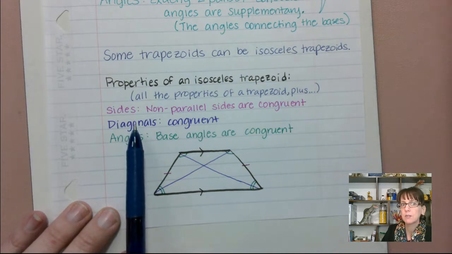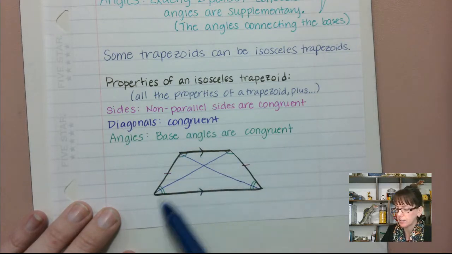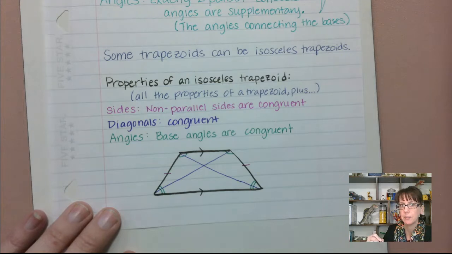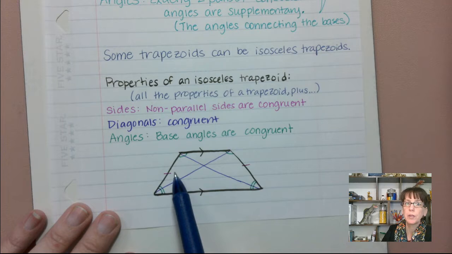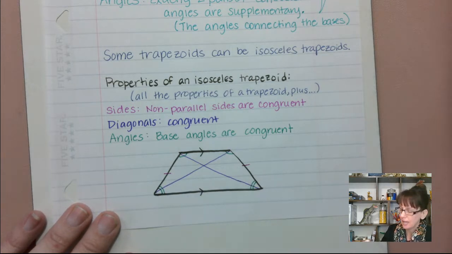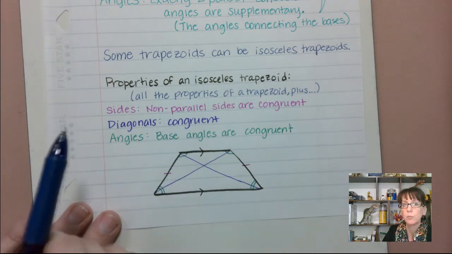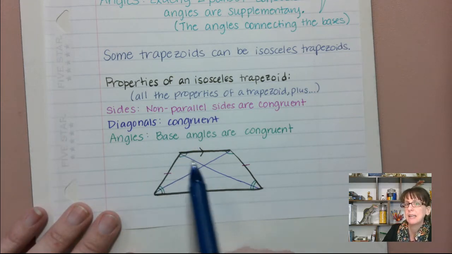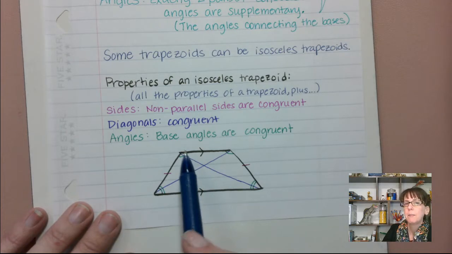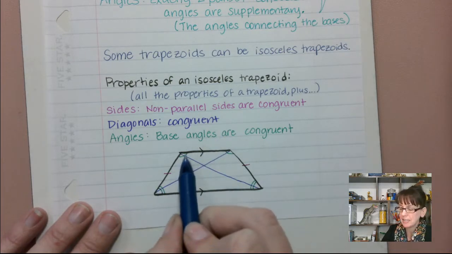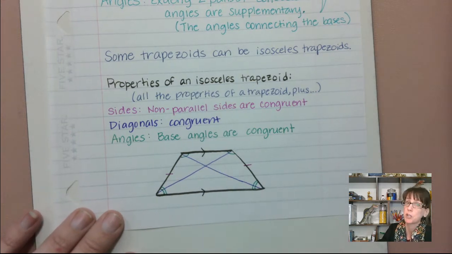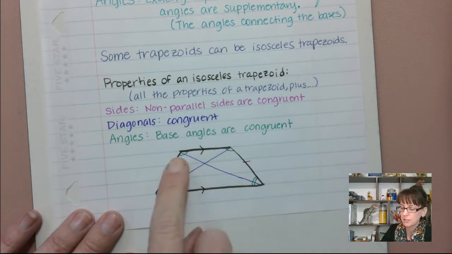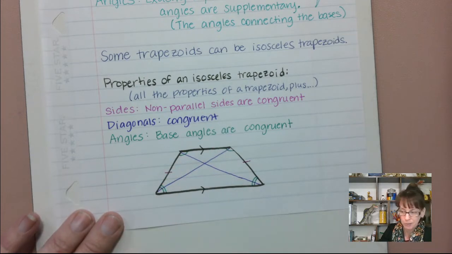When that happens, those diagonals are also congruent. So this diagonal is going to be congruent to this diagonal. When you have those two non-parallel sides that are congruent, then also these angles at the base are congruent. And as I mentioned before, our bases are considered the parallel lines. So the base angles attaching to the parallel lines there and over here are going to be congruent to each other. So this one's congruent to this one. They are not necessarily congruent to each other.